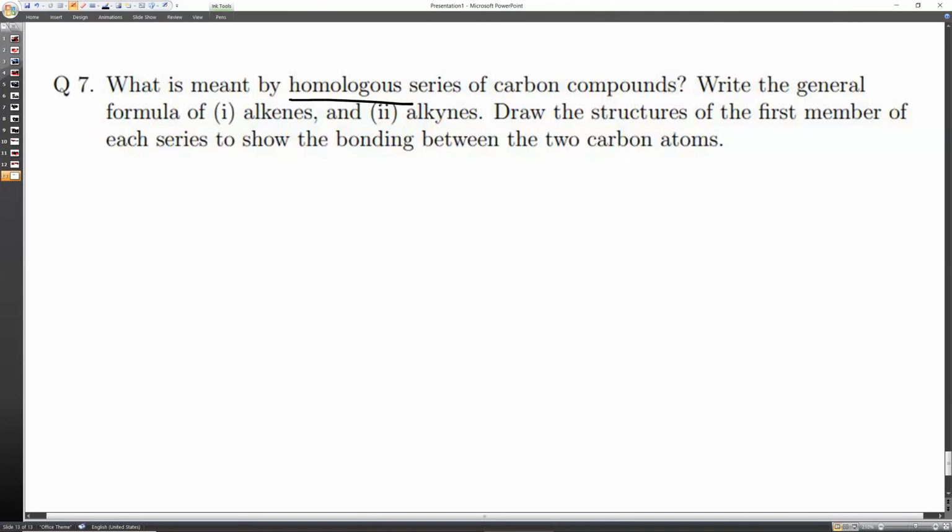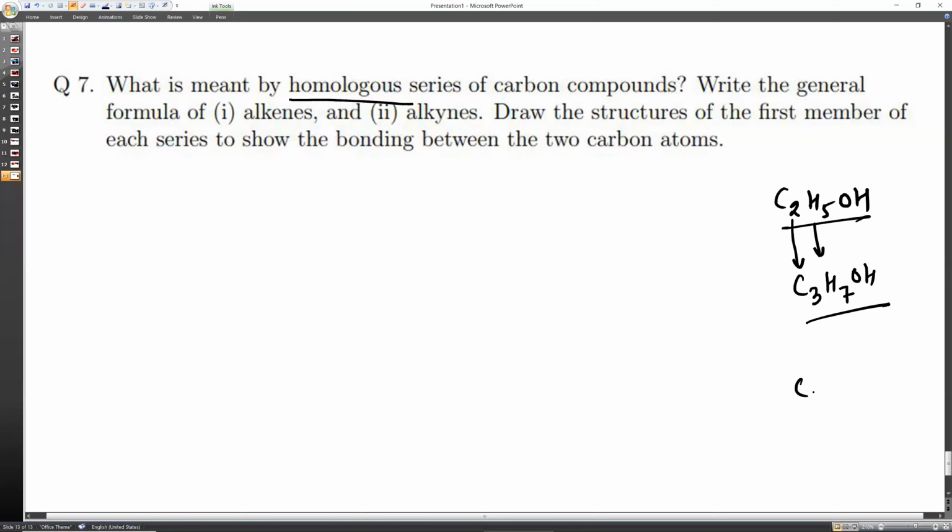What do you mean? For example, if I'm saying C2H5OH, the next member of this one will be, we will add one more carbon and two hydrogens. If it is five, it will become seven and then OH. So these two are members of a homologous series.